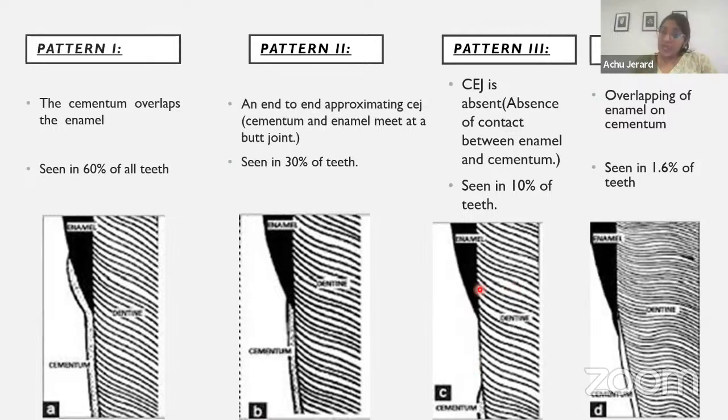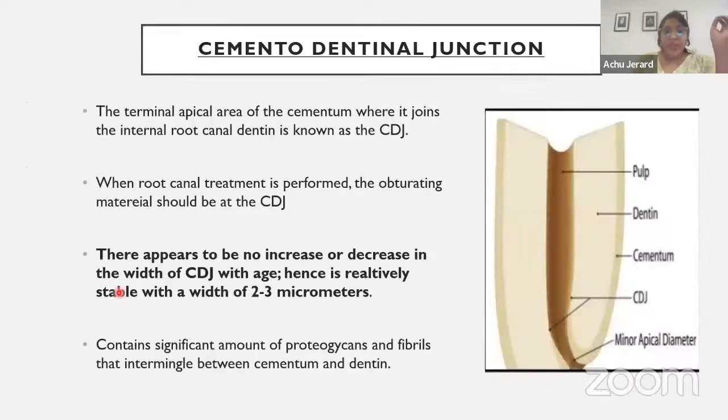And also there is a type where enamel overlaps the cementum, which is least commonly seen. But the most commonly seen, you have to know, is where the cementum is overlapping enamel. And then the cemento-dentinal junction: this is the cementum, and here, this is the dentin, the internal root canal, the dentinal portion. The point of confluence of this is called the cemento-dentinal junction, and this is a landmark of significance, especially in endodontic treatments.